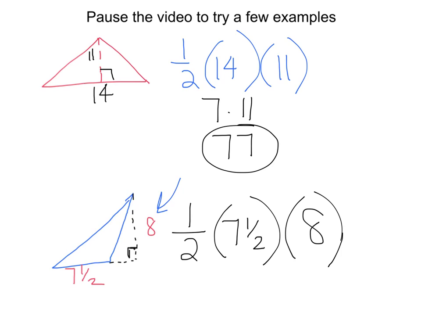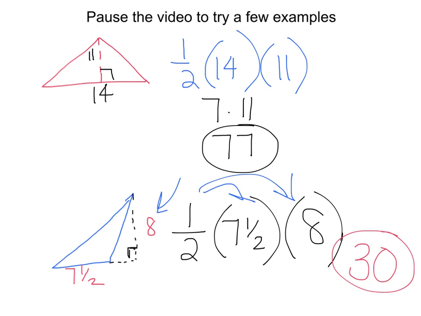So in this one, since we can't do 1/2 of 7.5, we could do half of the 8. With the associative property, you can move these around no matter what. You can regroup them together and you're still going to get the same answer. So half of 8 is 4, and then you take the 4 and you multiply that by 7.5, and you get 30 for the area.